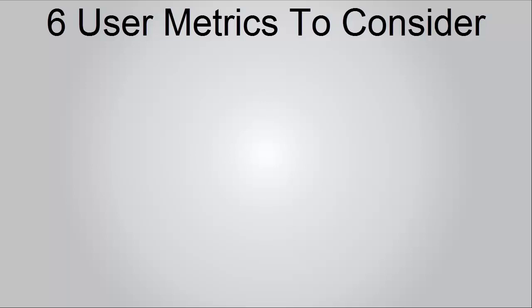All right, so let's get into the 6 user metrics which are going to affect your ranking in Google. First, we have traffic, and this one is very self-explanatory. The more traffic you have to a page, the better it looks to Google, because this says to Google that you have a page which people want to go to, and they're going to rank you better for that.